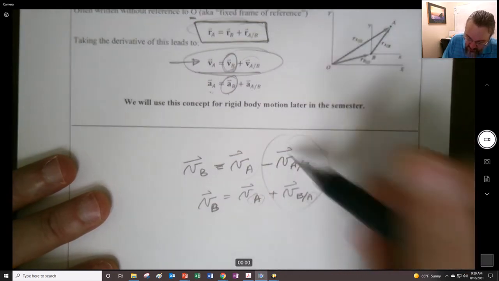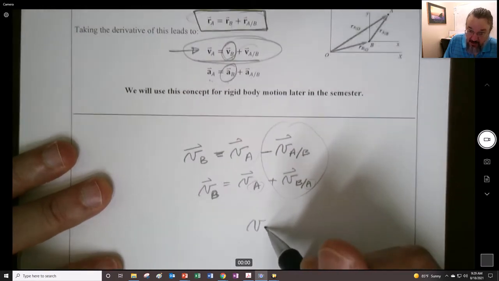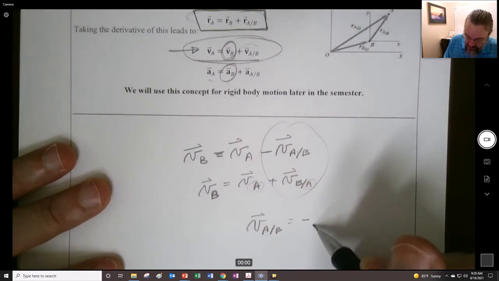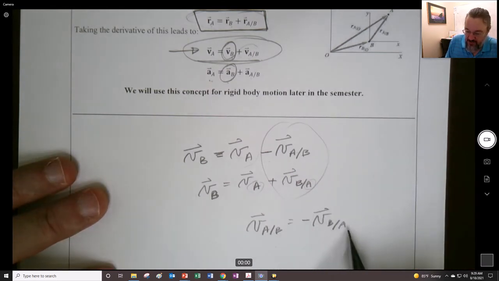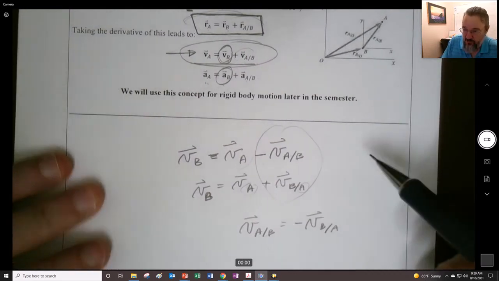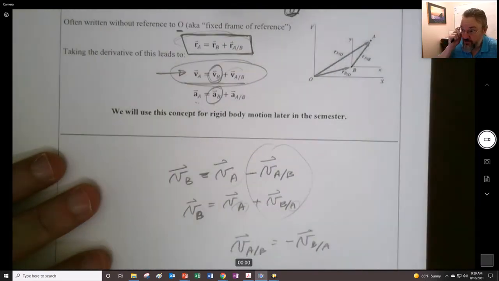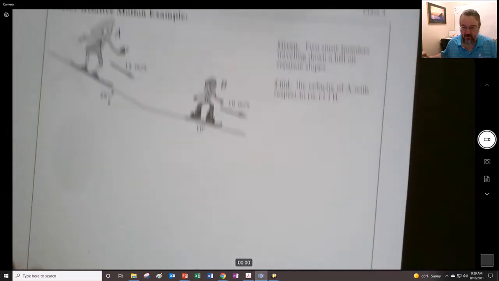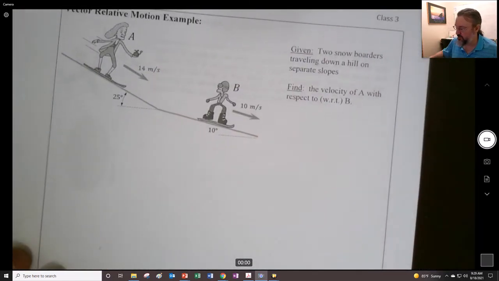So one consequence of that is that VA with respect to B is equal to negative VB with respect to A. If you're given one and it's actually better for you to have it the other way around, with the other one being the reference, just know that you take the negative of that. And you could prove it with vector triangles if you wanted to. So I think this is a short video, right?